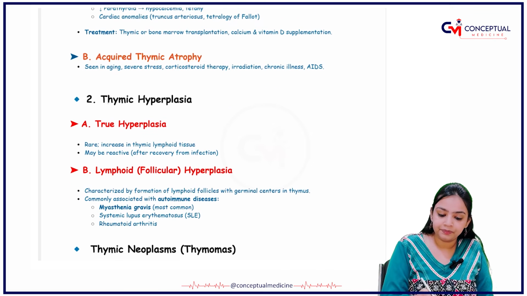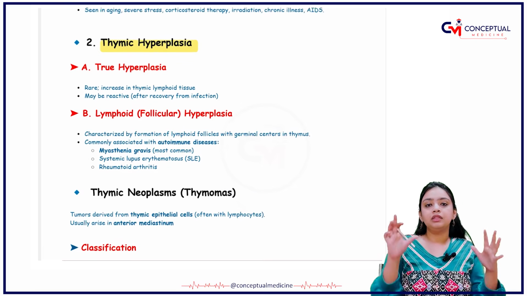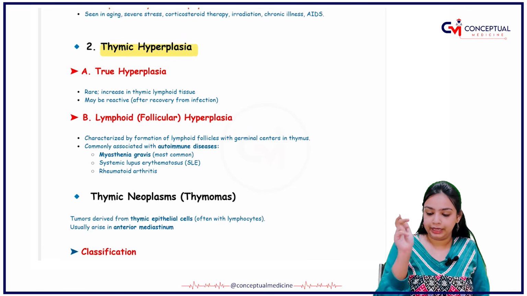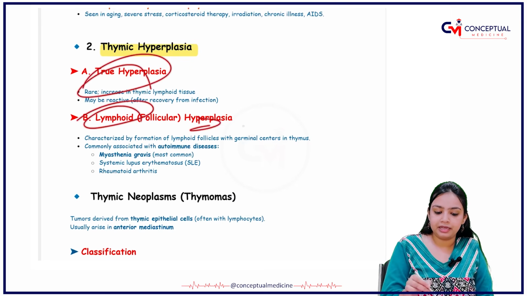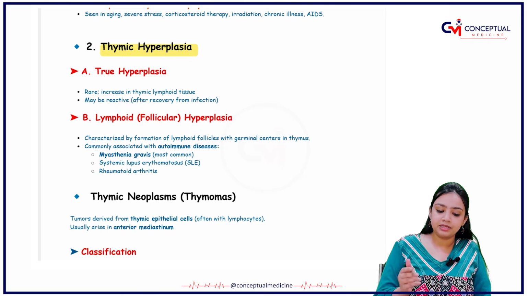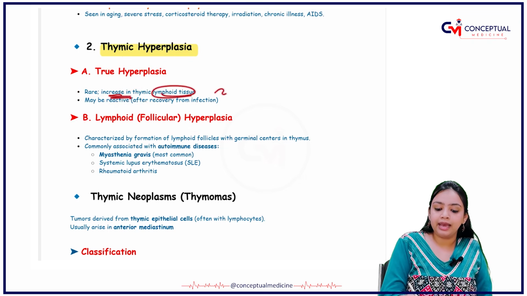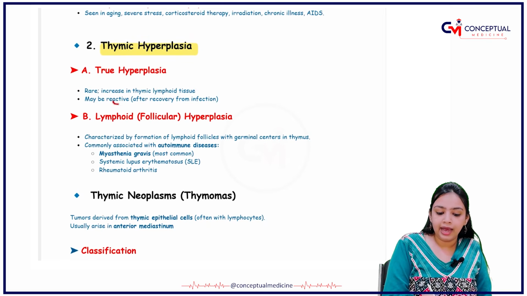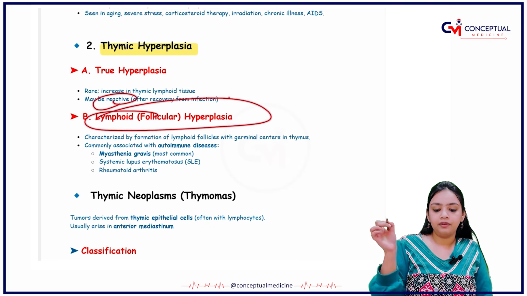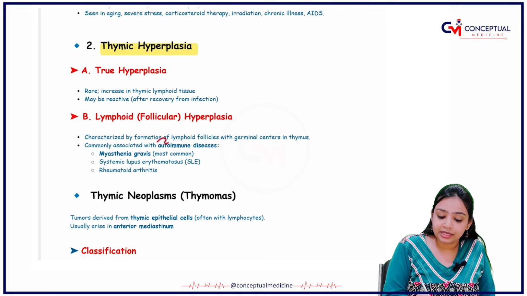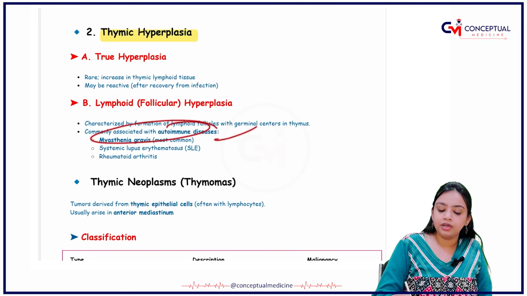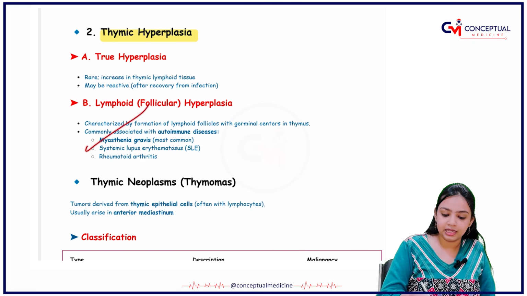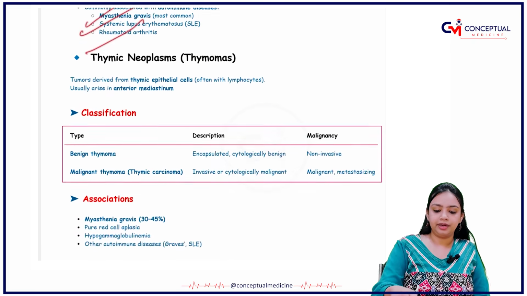Then you have the thymic hyperplasia. Now this thymic hyperplasia can be of two types. Either it can be true or it can be the lymphoid hyperplasia. Now in the true hyperplasia, there is increase in the thymic lymphoid tissues and it may be reactive. Then you have the lymphoid hyperplasia. It is characterized by the formation of lymphoid follicles with germinal centers in the thymus, commonly associated with autoimmune disease like Myasthenia gravis, SLE, and rheumatoid arthritis.